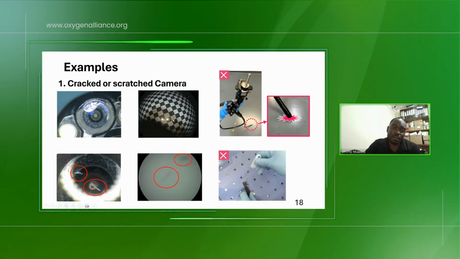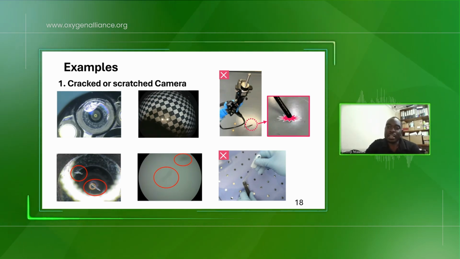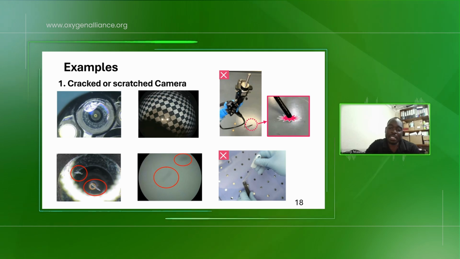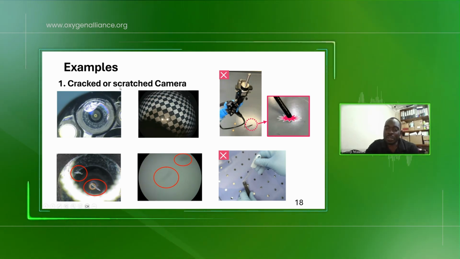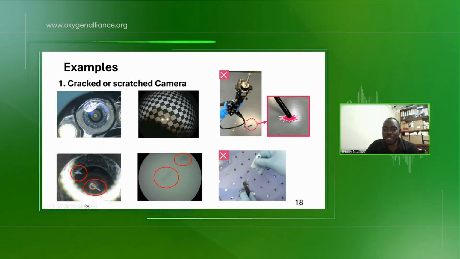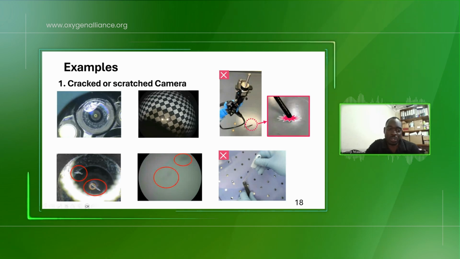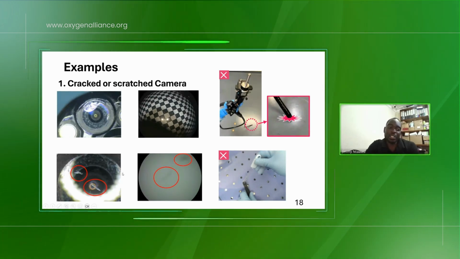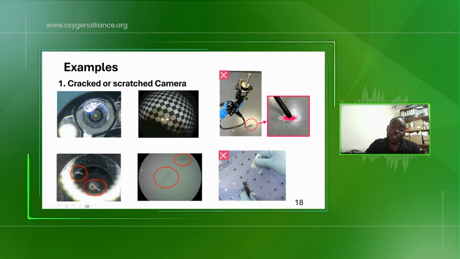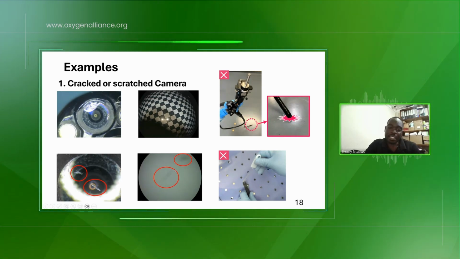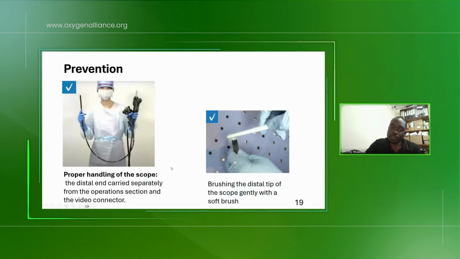We have the scratched camera. A scratched camera is not so common, but it happens, especially when you're cleaning, and the cleaning adapters have metals, or if they are worn out, and you're trying to scrub on the camera, and you put a small scratch on the camera lens. These scratches are small, but because these are magnified images, they appear very big, and they cause real discomfort when you see them on the monitor.